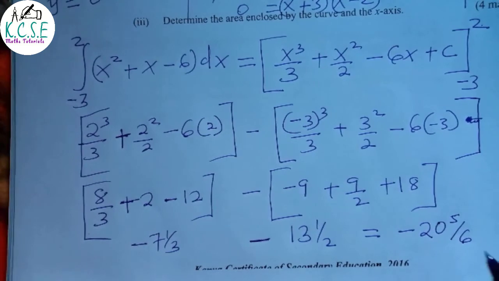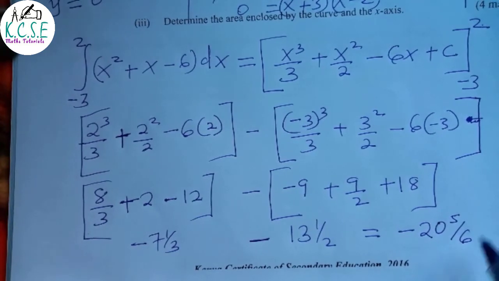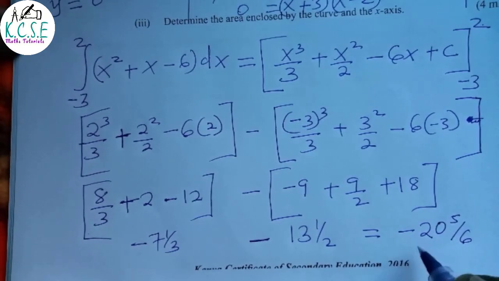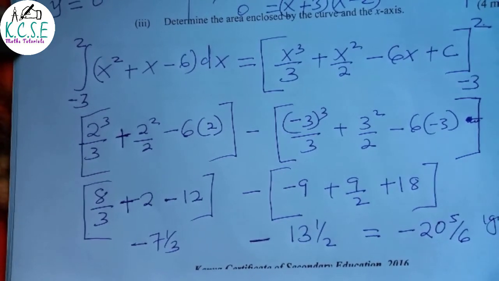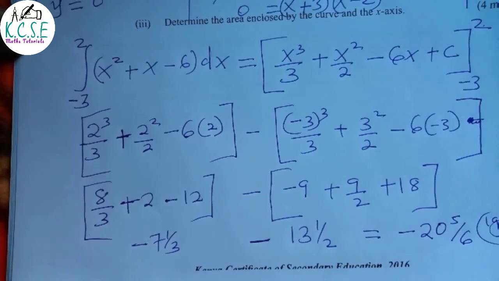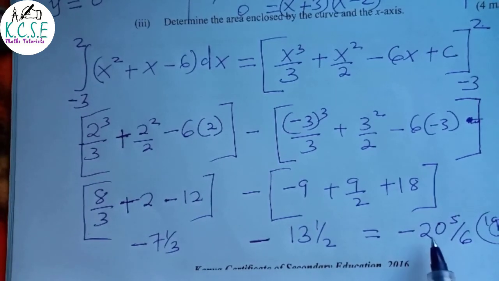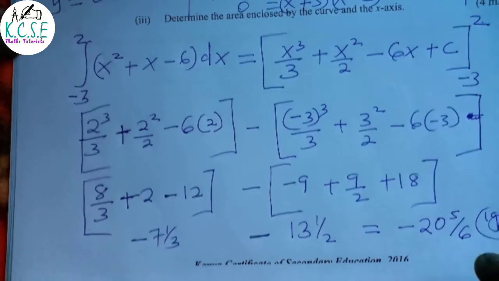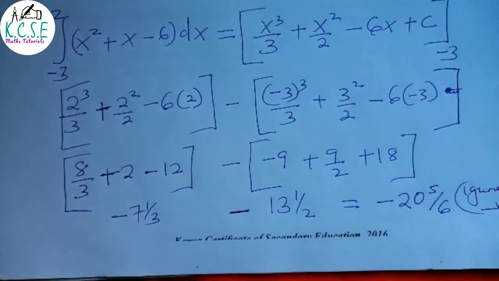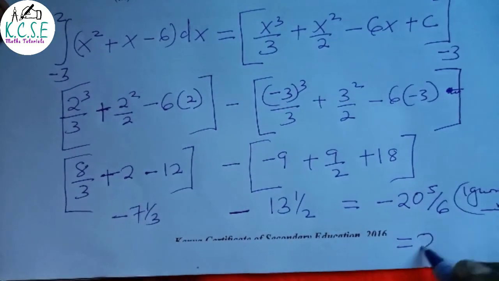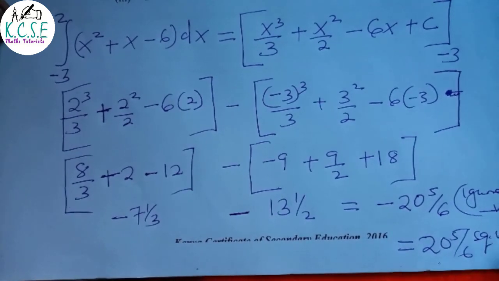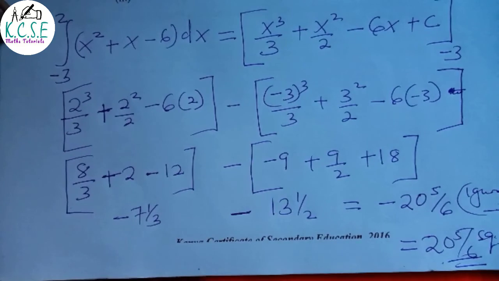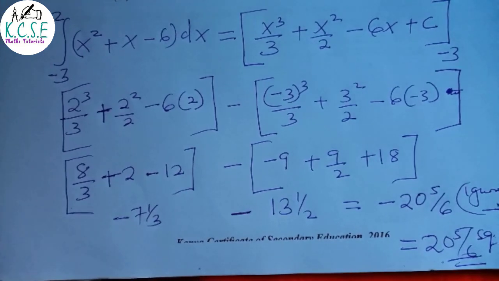And since you're getting the area, you can't have a negative area. You ignore the negative sign since you're getting the area. This just simply means that the area is below the x-axis. That's the meaning of that negative. And so this one will give 20 and 5 over 6 square units. So that is how you're supposed to solve that question. Thank you.